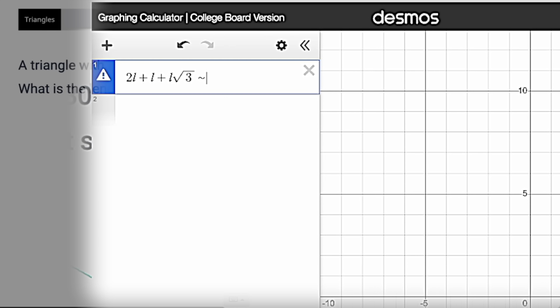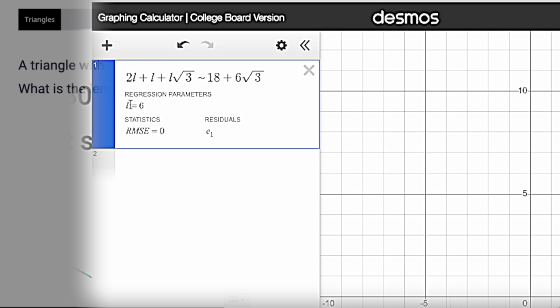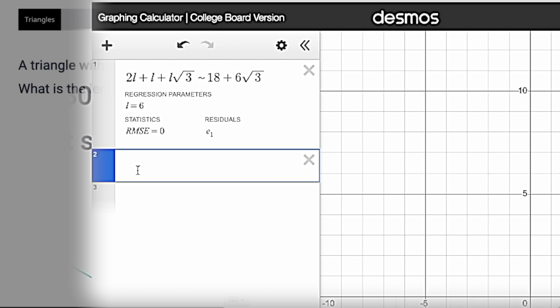We have to use a tilde instead of equals if we're using constants instead of x, just FYI. So 18 plus 6 square root of 3. And it's going to tell us right off the bat that L is 6. And we also know that 2x would be 12. But if you were really, really lazy, you don't want to multiply 6 times 2, you could just say 2L and it'll give you 12, which is really cool. So this is why I did it like this.